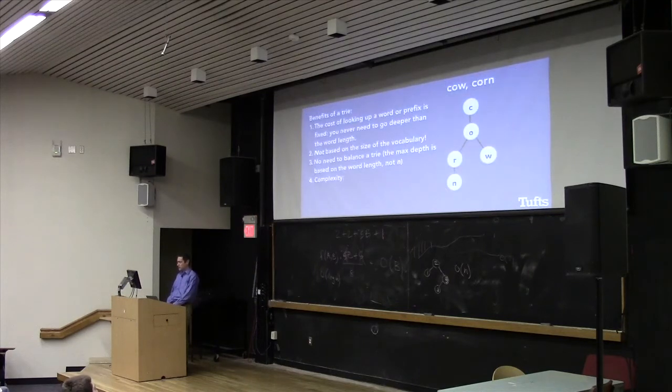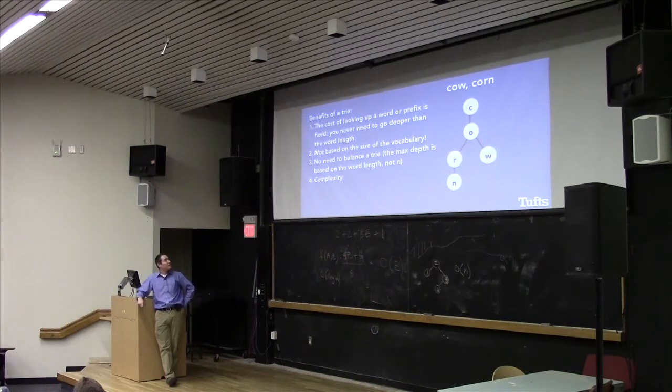All right. Let's look at the benefits first. Benefits of a trie. The cost of looking up a word is pretty much fixed. You do not have to look through an entire tree to get to that word, even if it was logarithmic. You never have to go deeper than the actual word length. So especially for relatively short words, this is great. It is not based on the size of the vocabulary.